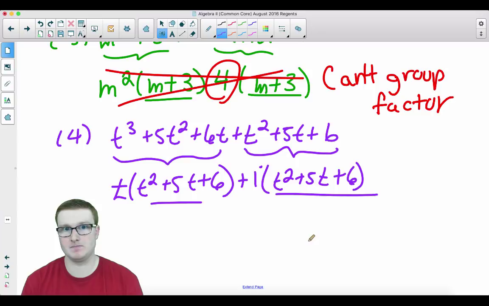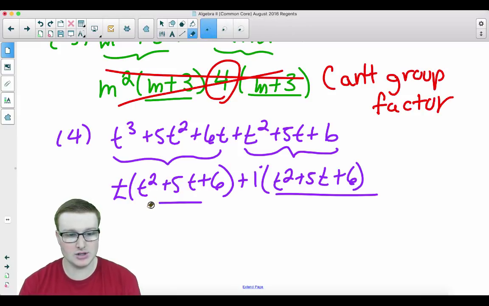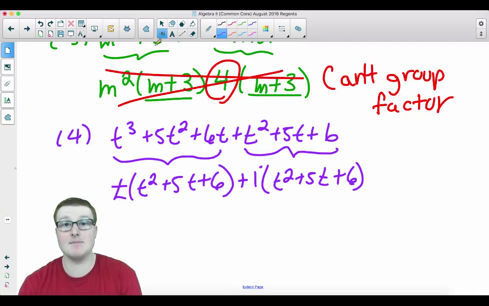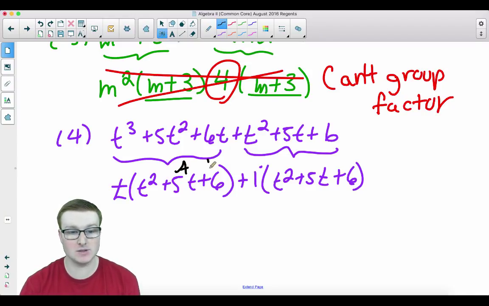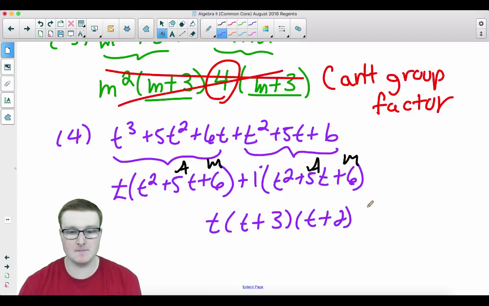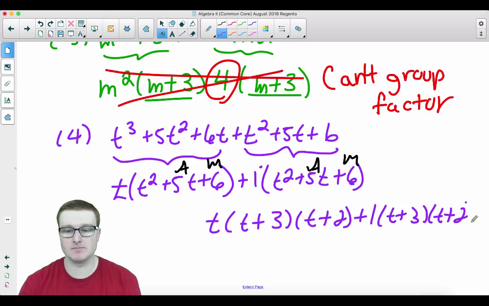These have to match, all right? In this case, they're trinomials, but these trinomials have to match. So now you are going to factor those trinomials by using the AM method of factoring. So what adds to 5 and multiplies to 6? What adds to 5 and multiplies to 6? Well, those are t plus 3 and t plus 2. That t is still up front. Plus 1 times t plus 3, t plus 2.